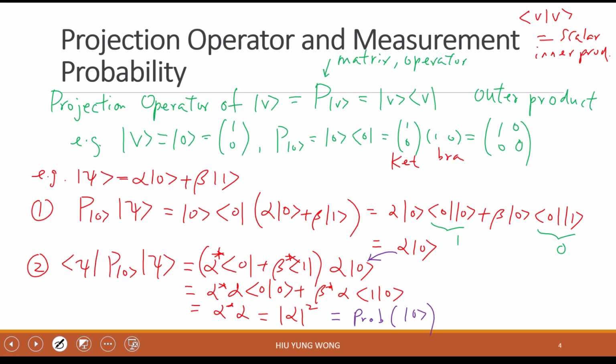Here I just call it 0, right? So what have we learned? We learned the definition of the projection operator. Very easy. Just the outer product of that corresponding vector. Right? Even if you don't understand, don't mess this up. Outer product. Don't mess up.